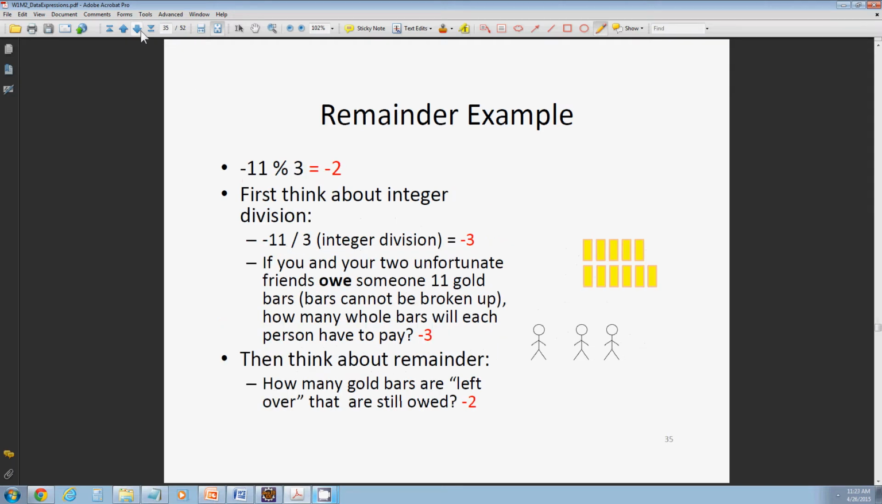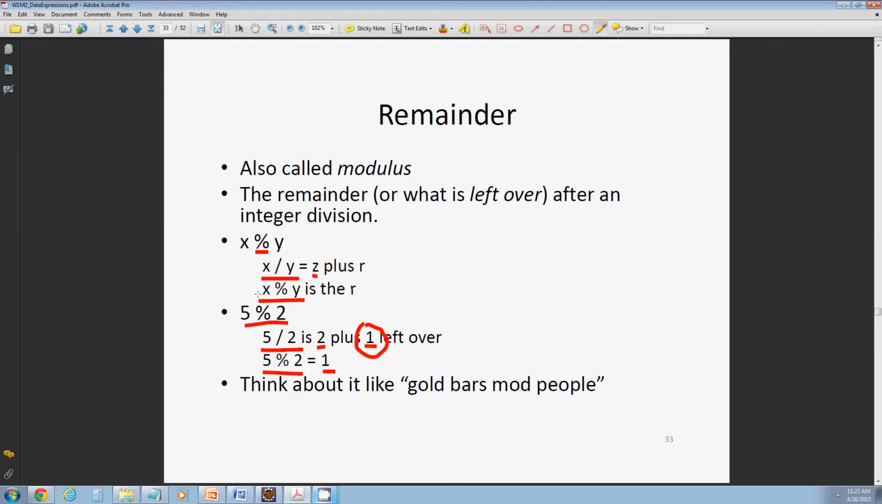Let's think about another example. So let's actually go back up here. If we think about 5 mod 2, if we have 5 gold bars and 2 people, well, what is 5 divided by 2? That means how many gold bars does each person get? Each person gets 2 full gold bars. And then how many gold bars are left over? Just 1. So 5 mod 2 is 1.